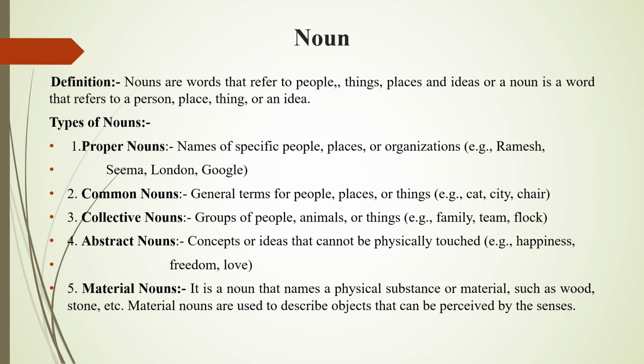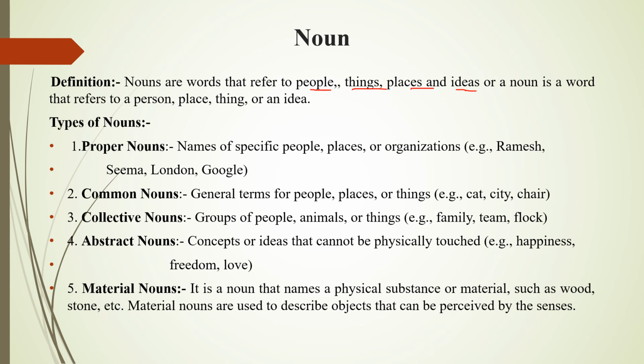So now, in the previous chapter, we have come to know about noun. What is a noun? Nouns are the names that refer to people, things, places, and ideas. Or we may also say that a noun is a word that refers to a person, a place, a thing, or an idea. There are various types of nouns.